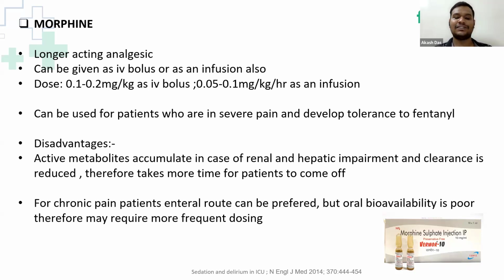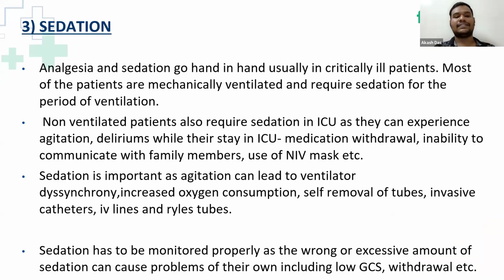Disadvantage: active metabolites accumulate in case of renal and hepatic impairment, and the clearance is reduced. So patients take more time to come off from morphine. So for chronic patients, the enteral route can be preferred, but oral bioavailability is very poor and therefore may require more frequent dosing. Okay. So next is sedation.